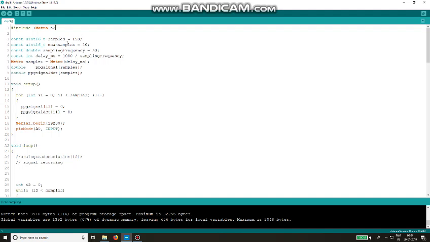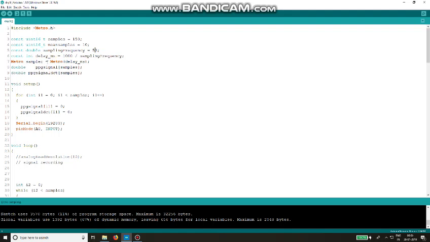So first, the number of samples is defined as an unsigned integer of 16 bits, having value 150. Then mean samples equals 10. This is the window size of our moving average filter. Sampling frequency equals 50, and double is the variable type. Delay ms is the delay, which we define as 1000 divided by the sampling frequency, which is 50.